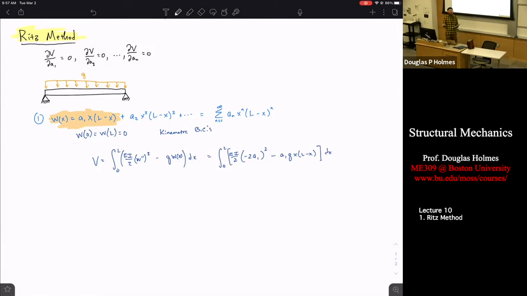You can calculate this integral, it's a polynomial, you know how to do that. It's a definite integral, we're going from 0 to L. So you should be able to integrate and get your total potential energy, which looks something like 2EI A1 squared L minus A1 Q L cubed over 6.